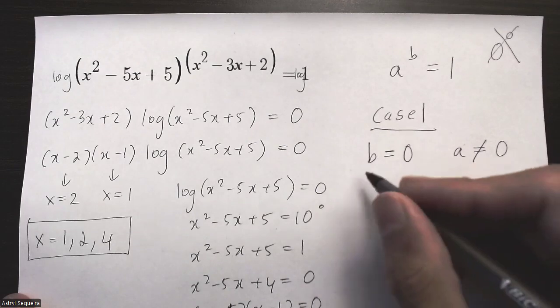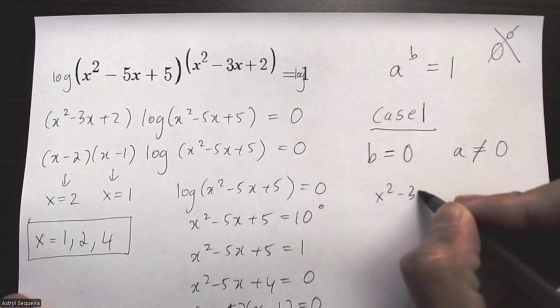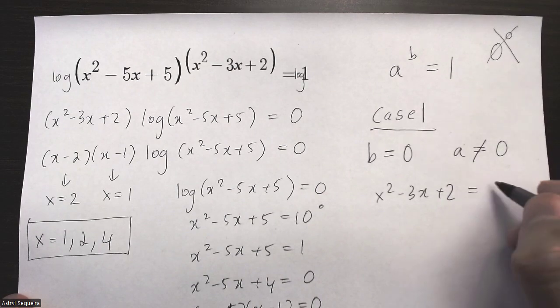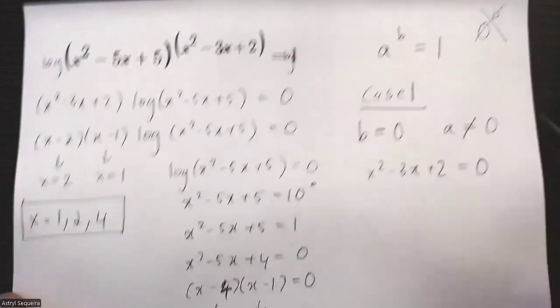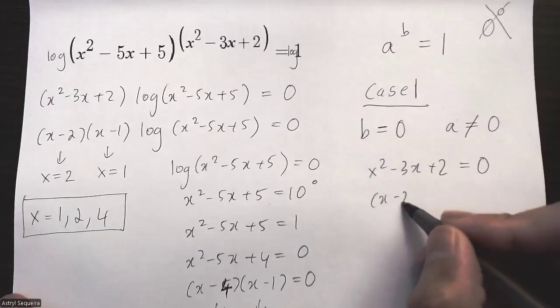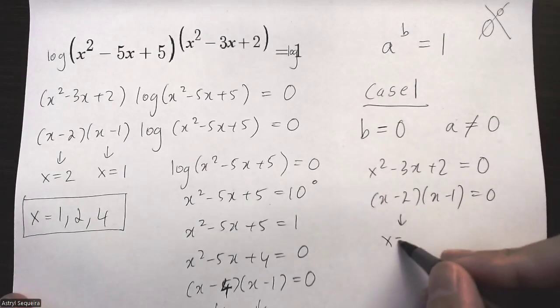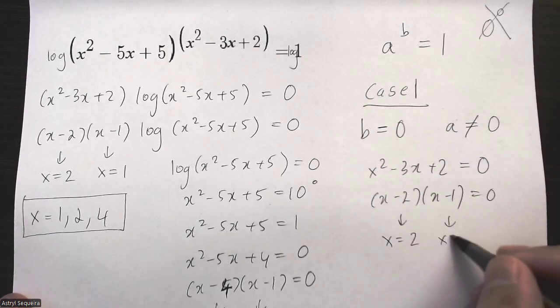You're just taking the exponent x squared minus 3x plus 2, and you're making it equal to 0. Just taking the exponent, making it equal to 0 and solving it, we'll just get x minus 2 and x minus 1 equals 0, which gives us the first two solutions of 2 and 1.